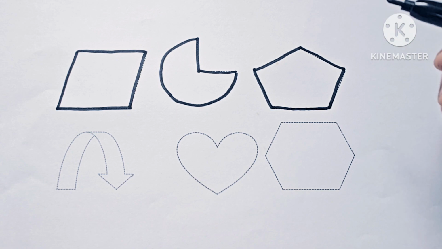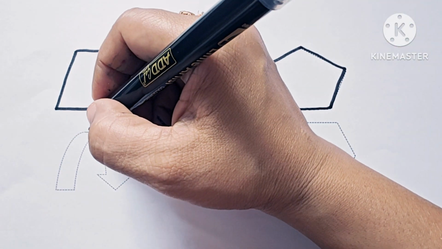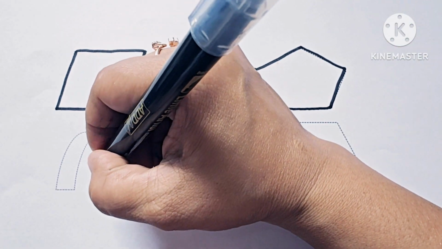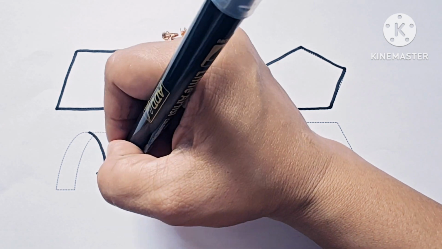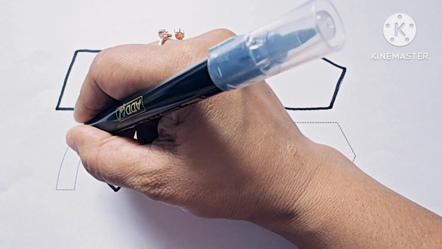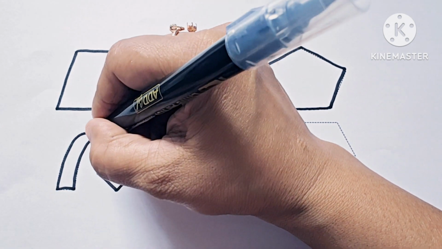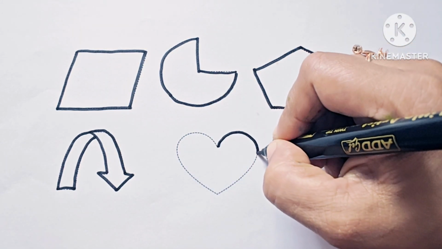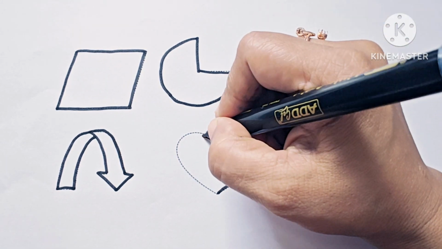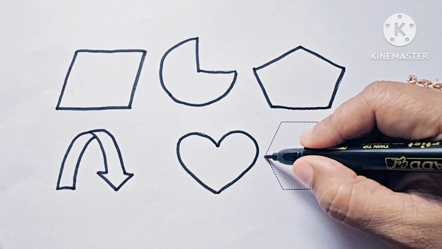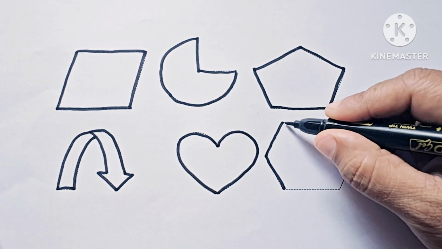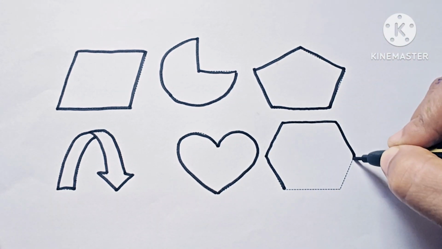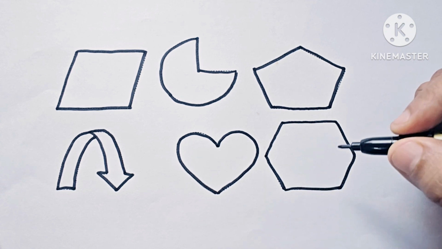This is curved down arrow. This is symbol. This is heart. This is hexagon. Hexagon has 6 sides.